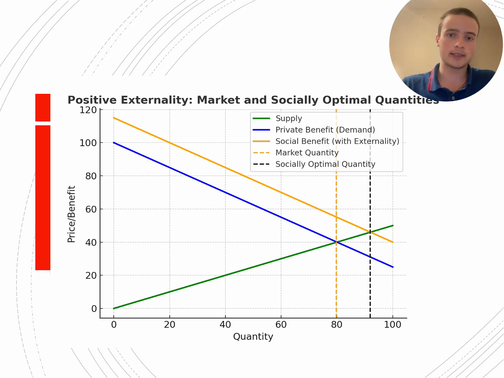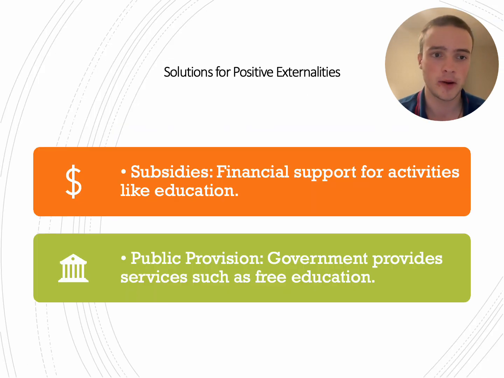So now let's look at a positive externality. We can say this example is for education. So we only have one supply curve, but now we have two demand curves. So that first demand curve is private benefit, and we can see when it intersects with supply, that's going to produce the market quantity. And then our second curve is going to be the social benefit, so that's going to be with the externality, and we can see when that intersects with the supply curve that it produces the social optimum quantity.